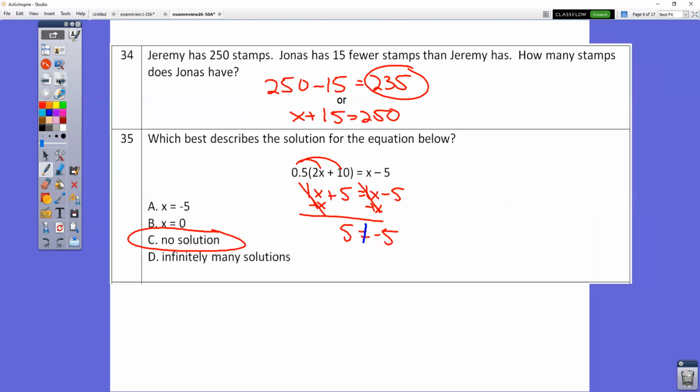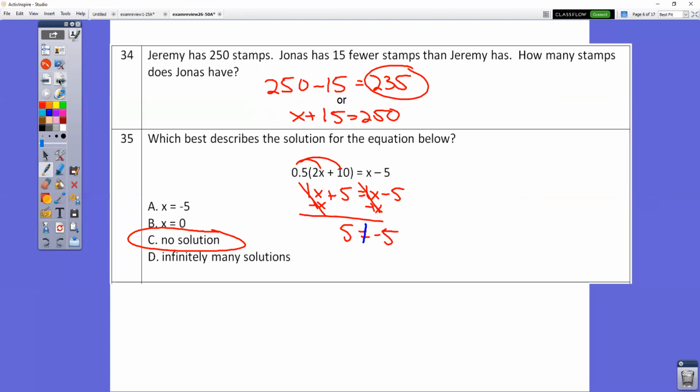In question number 34, there's really 2 totally different ways to do this question. Jeremy has 250 stamps. Jonas has 15 fewer than that. You could just subtract 15 from the 250 and get 235. Another way that you could do it, which is really technically what this is testing, is setting up a one-step equation. X plus 15 equals 250. Subtract 15 from both sides and get 235. I think it's easier just to subtract if it makes sense.